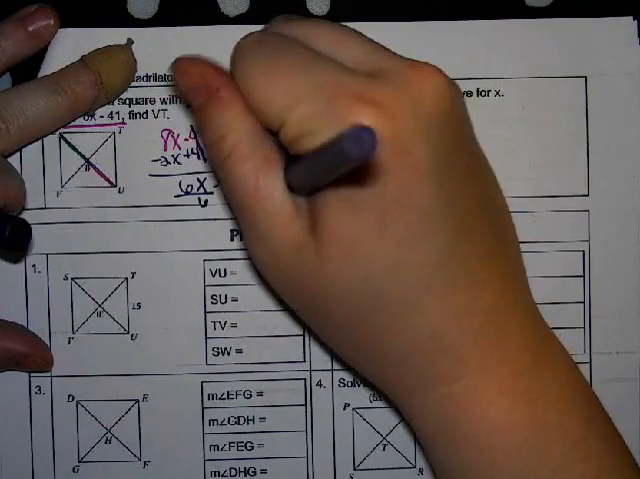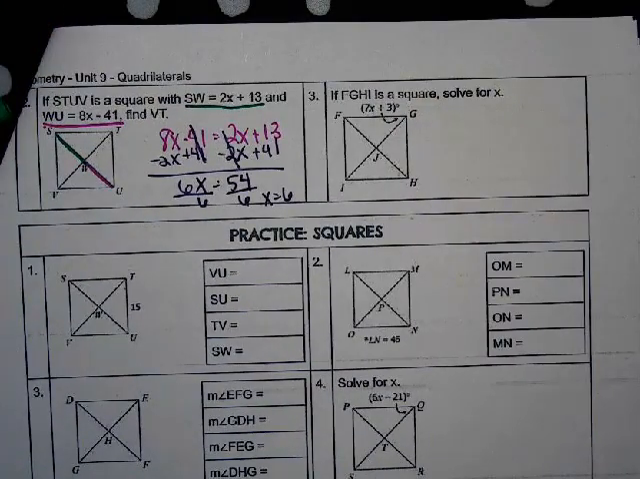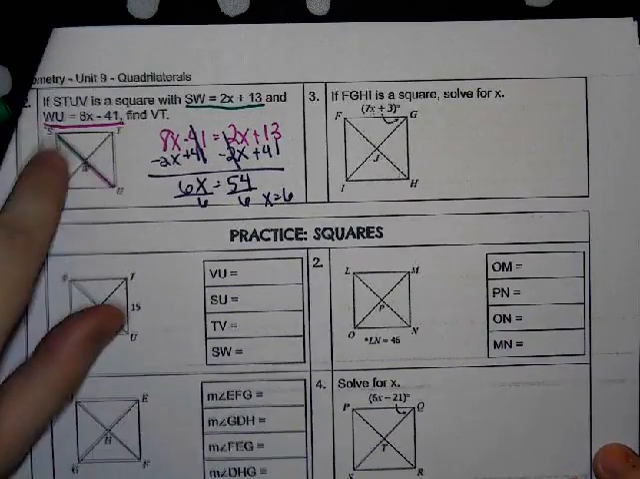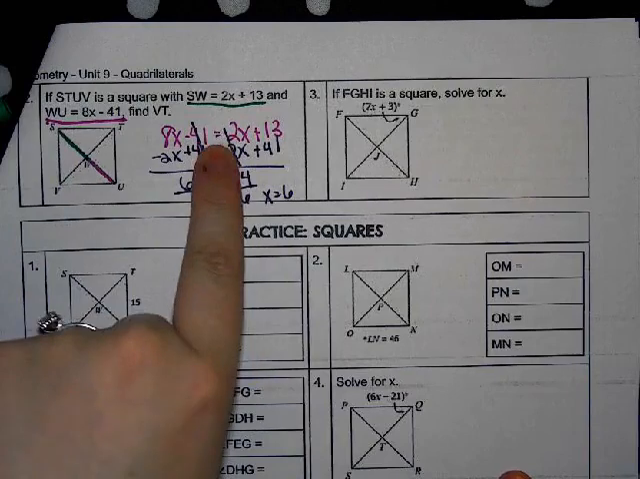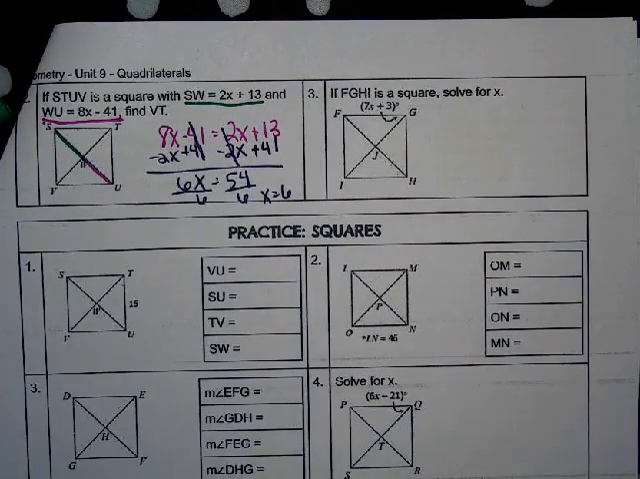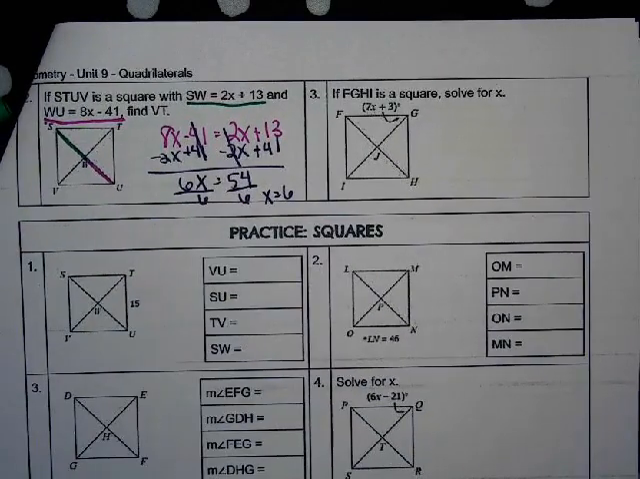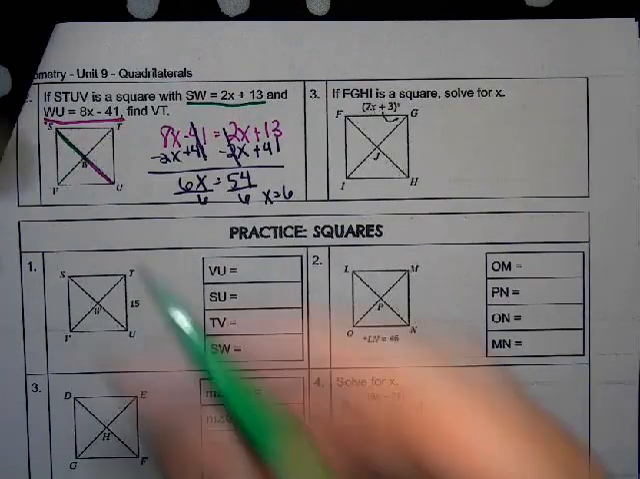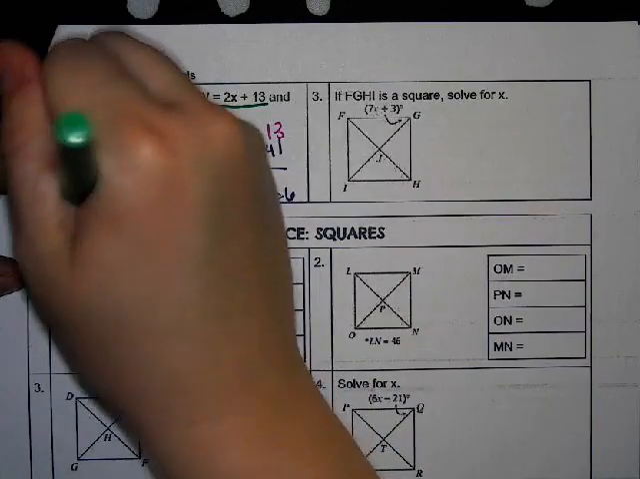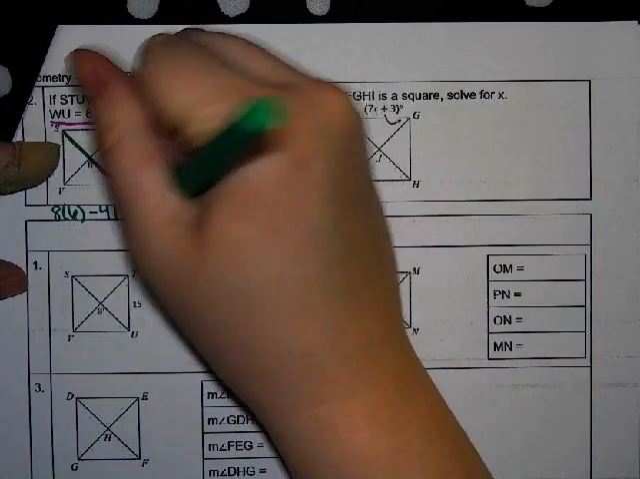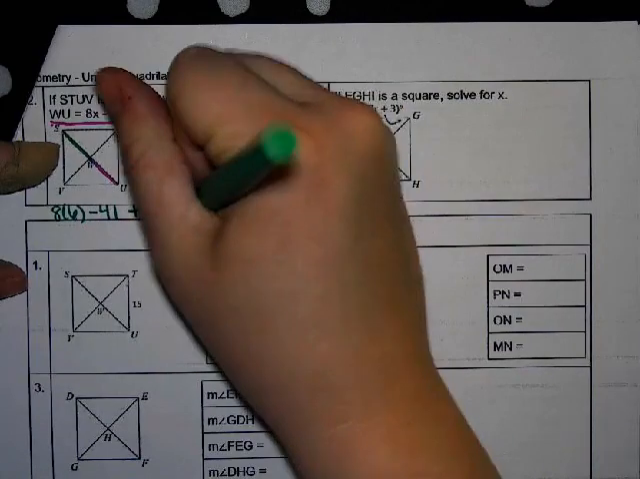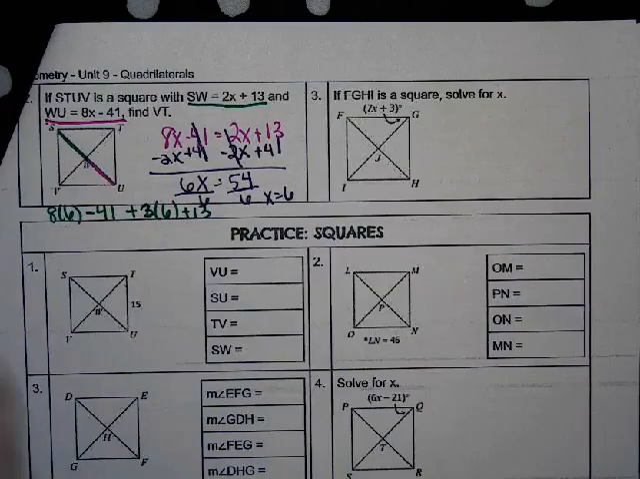But this question is not just asking for x, it wants VT. Now, a second ago we said that we had two halves. That means in order to find the whole thing, you're going to plug x back into both, but instead of setting them equal, you are going to add them together. And I'm going to do this in this little space below so I have enough space. So I'm going to say 8 times 6 minus 41 plus 2 times 6 plus 13. Whatever that gives me has to be VT because that is the whole diagonal.